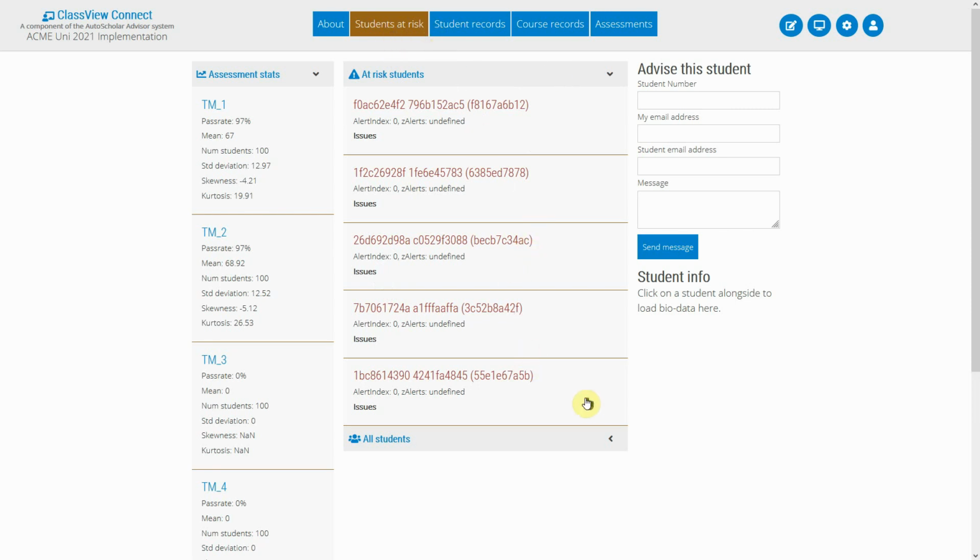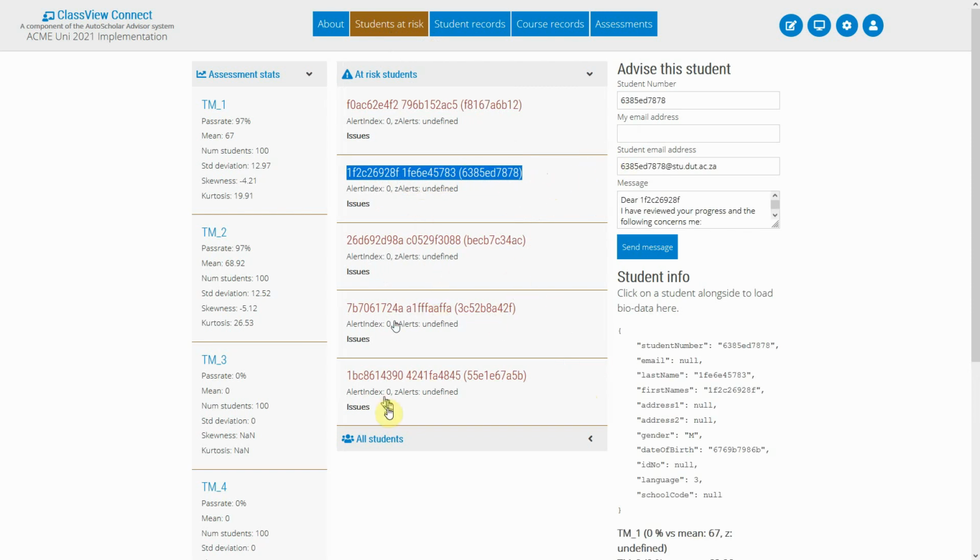And please note, in this presentation, we have anonymized our student data so that this presentation can be hosted online without having to blur out names and so on. So it's been hashed here, and when you log in on your institution, you'll be able to see the first name and the last name and the student number. So that explains these hashes here.